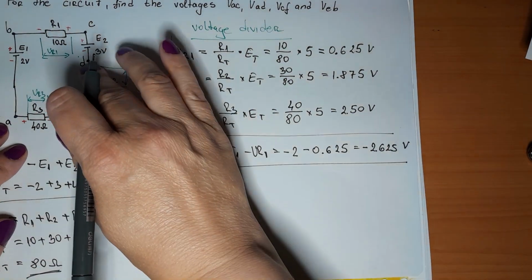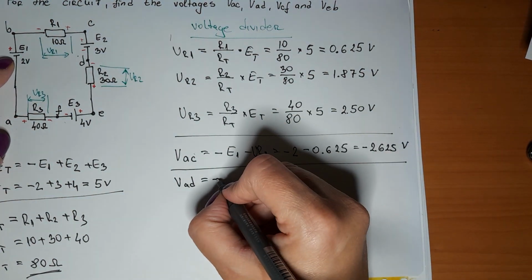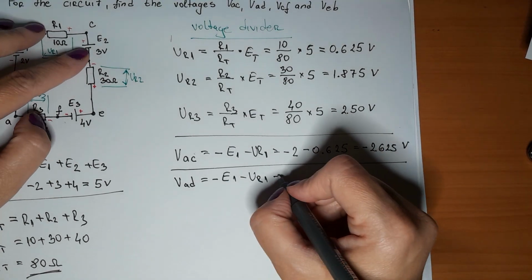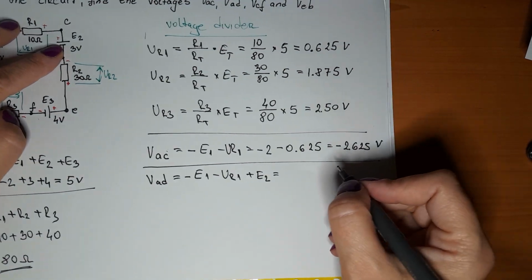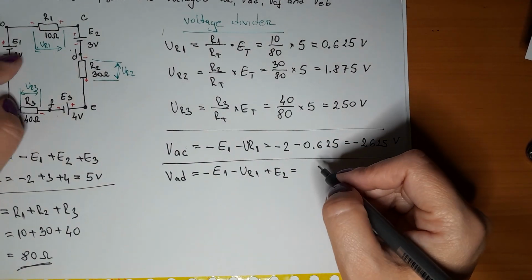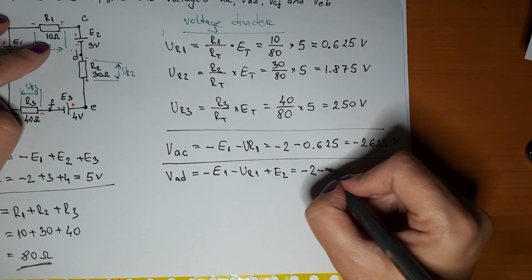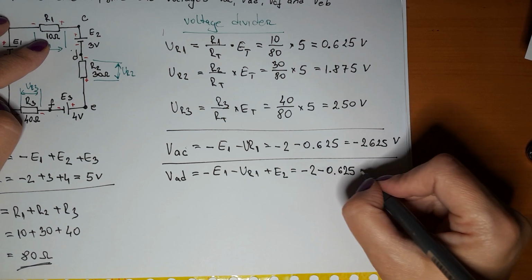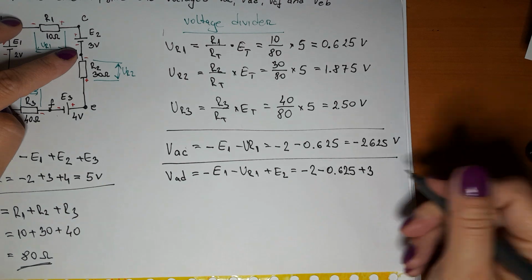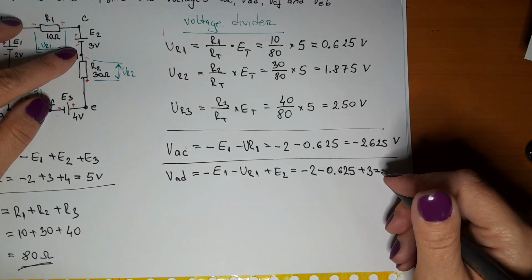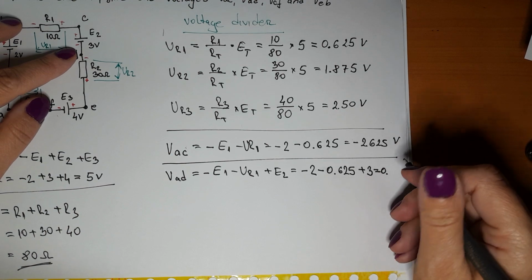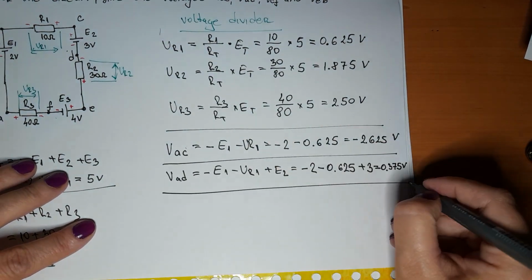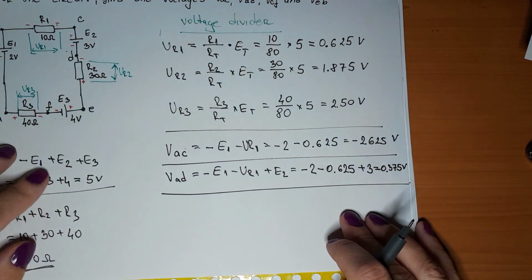Okay, next one is VAD. Between A and D we go the same way, so minus E1 minus VR1, then we have plus E2, so to calculate, we say minus 2 minus 0.625 and plus 3, and the final result will be, in this case, 0.375 volts.